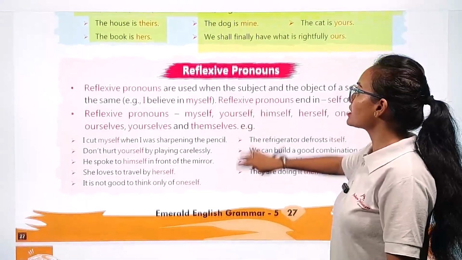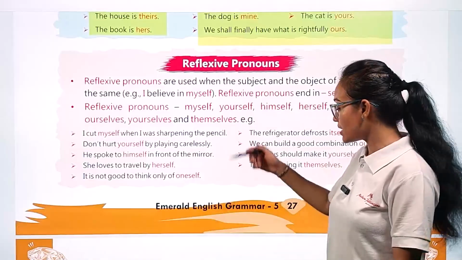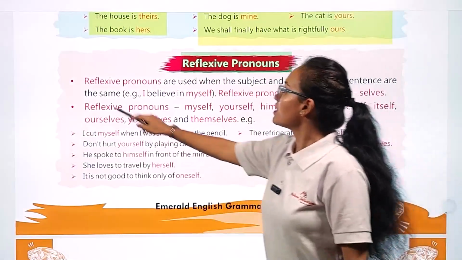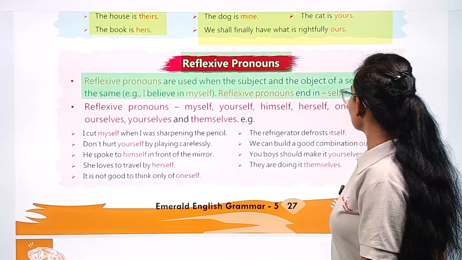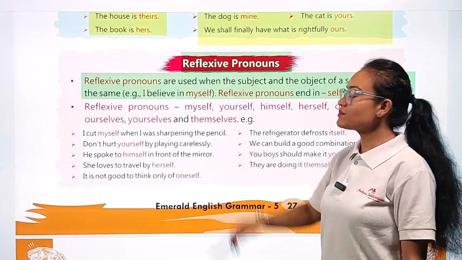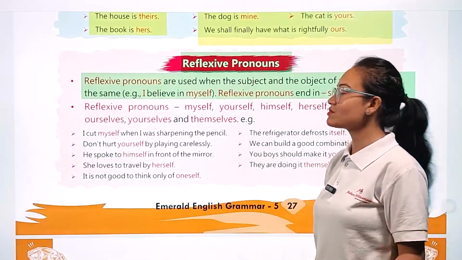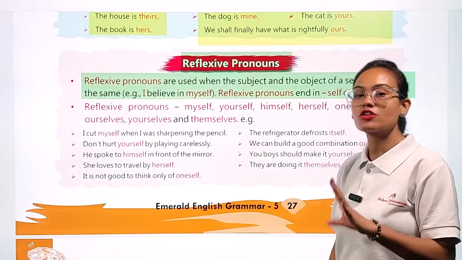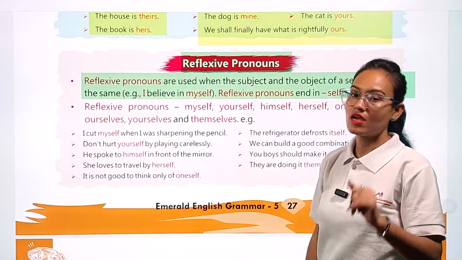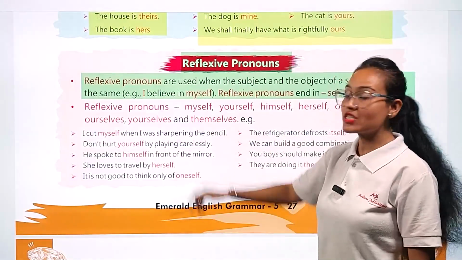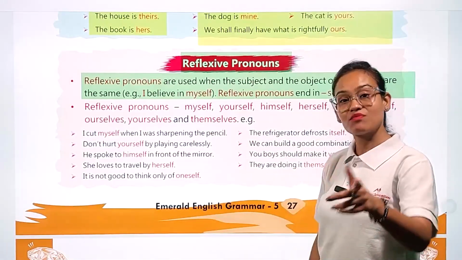Now we are going to see the reflexive pronoun. What is the meaning of reflexive pronoun? Let's see. Reflexive pronouns are used when the subject and the object of a sentence are the same. They are used under those circumstances when the subject of the sentence as well as the object of the sentence are the same. Example, you can see, I believe in myself. Here, the subject I and object myself are both the same.